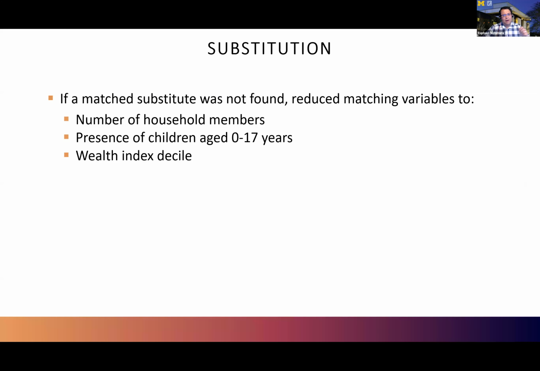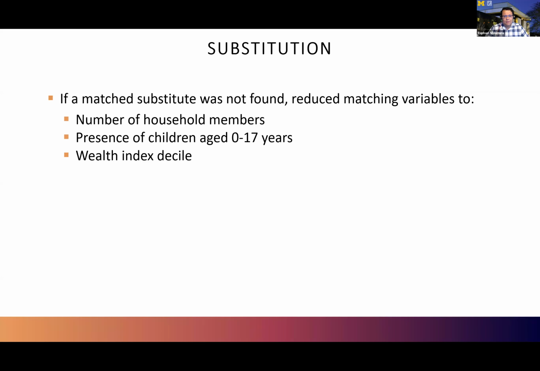So also, what happens if we didn't find a matching substitute? A lot of the times, because we're constrained in Georgia by cluster and in Nigeria by strata, sometimes we're not able to find a good matched substitute. They are still quite dissimilar with respect to all those variables using Euclidean distance. So if a matching substitute was not found, we reduced the number of variables.